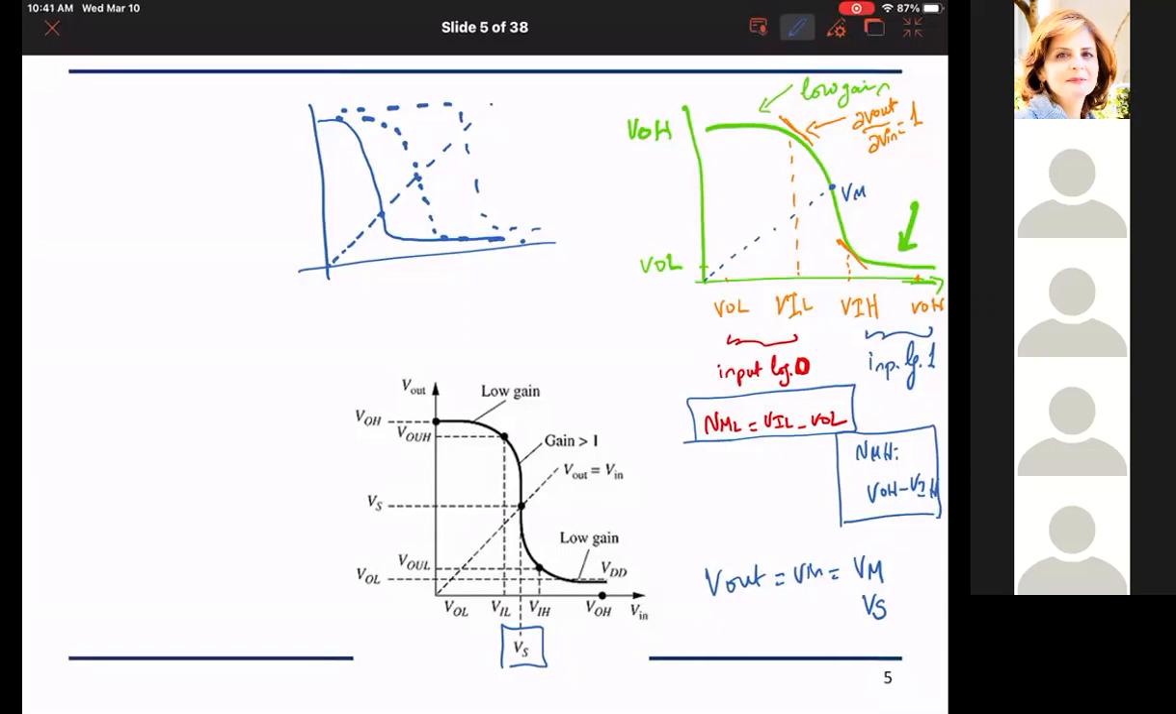Okay, anybody has any questions about these basic definitions? And these are very important for our analysis.